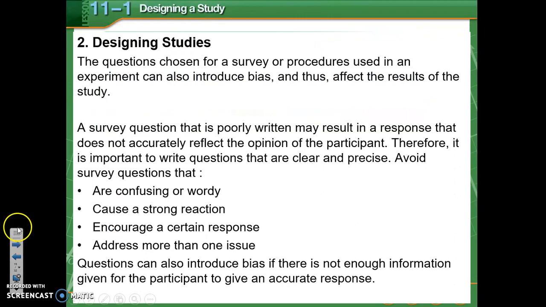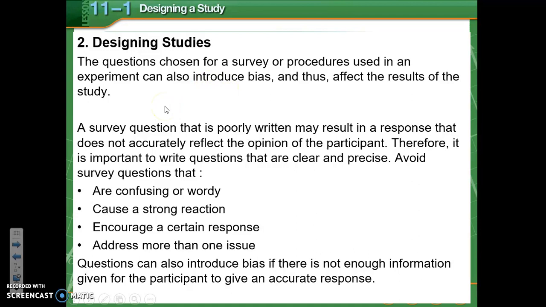All right, designing studies. After I decide what kind of study I want, I have to figure out what kind of questions I'm going to choose, and I have to figure out how to make my study appropriate or effective. The questions can introduce bias, so I have to be careful to ask good questions. I don't want to say something like, you like action movies the best, right? You want to ask neutral questions that will not affect the results.